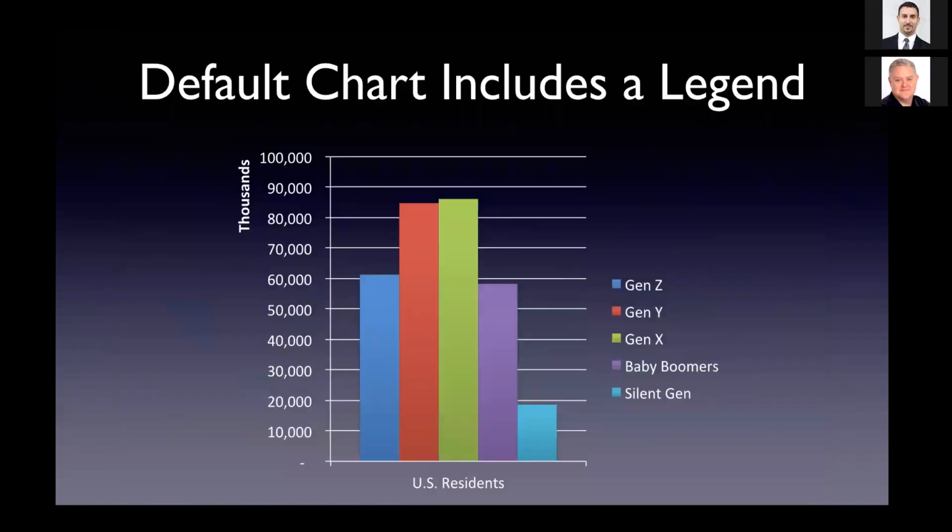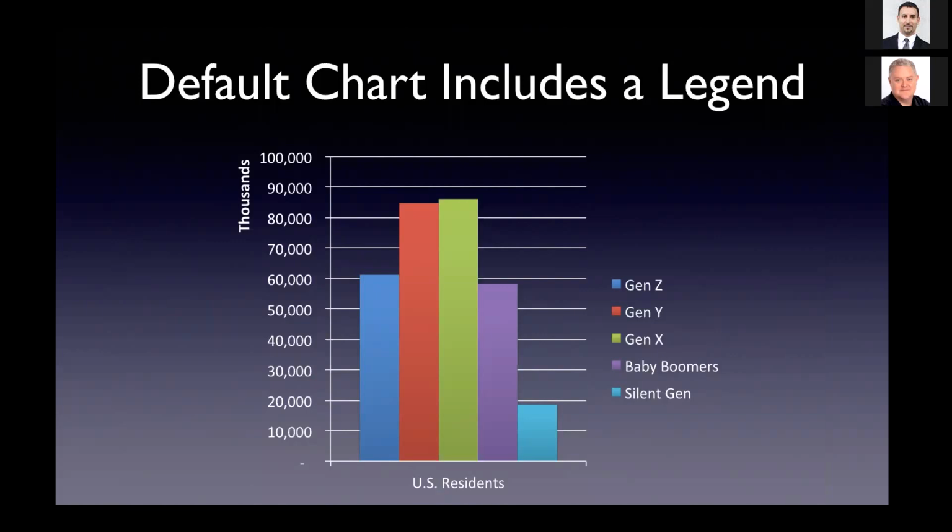Much more simply, this is the default chart that Excel or PowerPoint would create. It's just a bar chart. This is showing the population by age group, by category: Gen X, baby boomers, Gen Y, and Gen Z. And it automatically creates that color key, that legend over on the right side.